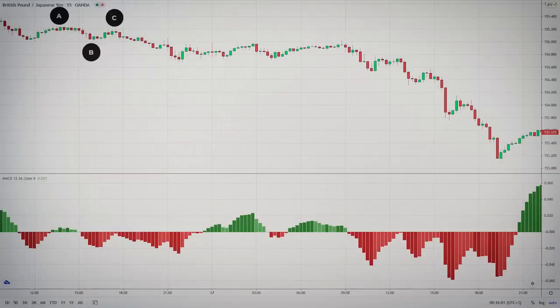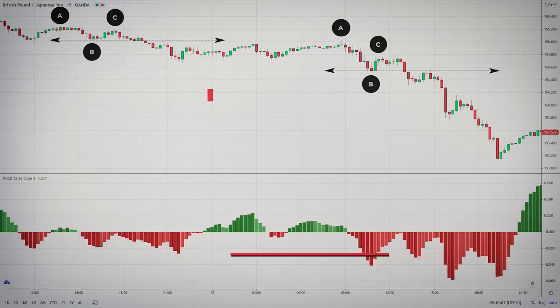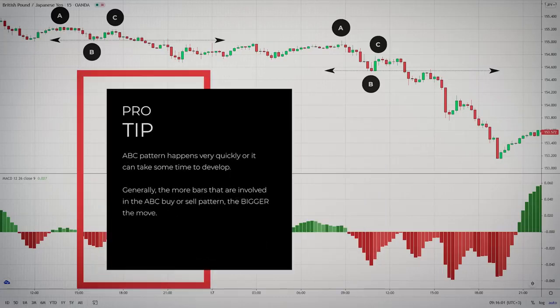Honestly, it's a very simple pattern, offering many opportunities and a great risk-to-reward ratio. Once you understand the fundamental basics and you practice, you will see them all over the place. And you will see that sometimes the ABC pattern happens very quickly, or it can take some time to develop. Here's an important point for you to remember. Generally, the more bars that are involved in the ABC buy or sell pattern, the bigger the move.